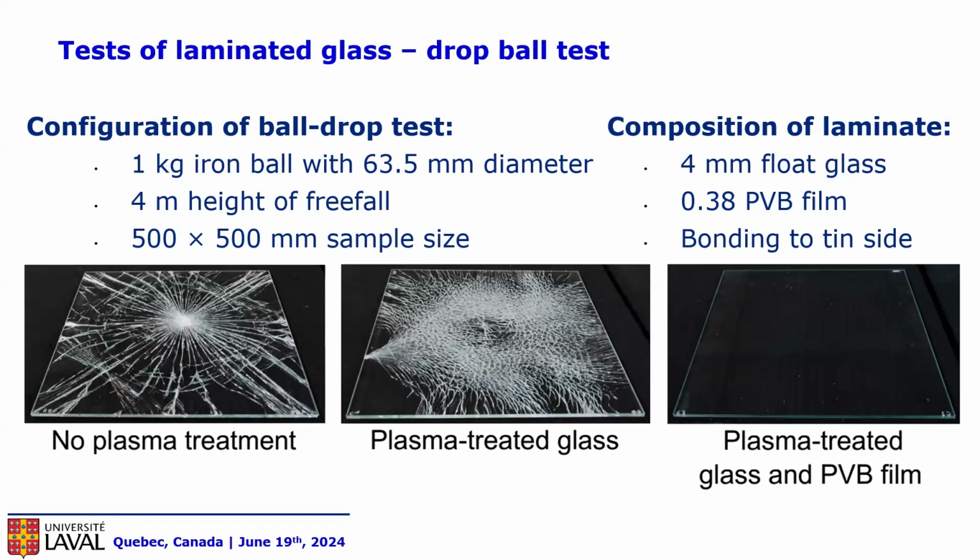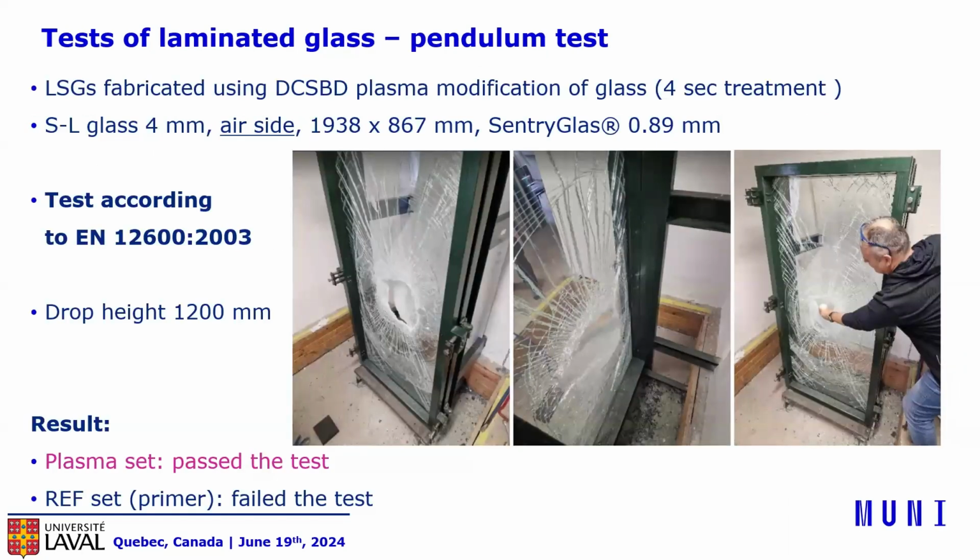When we treated only plates without interlayer, the result was like this. But what was really impressive for us, and we also have the movie, is that in the case of laminated glass prepared from plasma-treated glass and plasma-treated PVB, there were no cracks after the fall of the 1 kilogram heavy ball from 4 meters height. So the effect of plasma treatment was really, really significant.